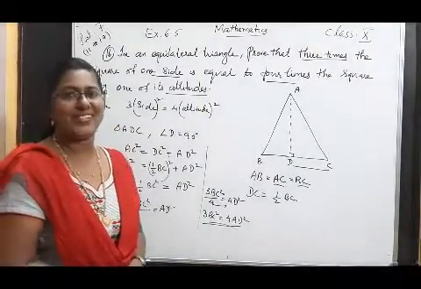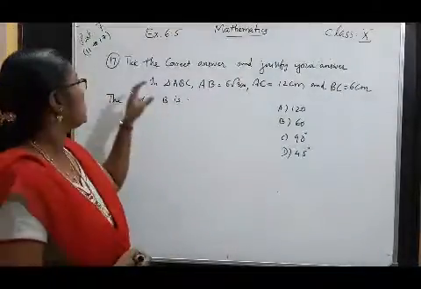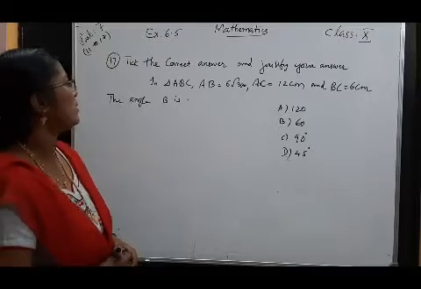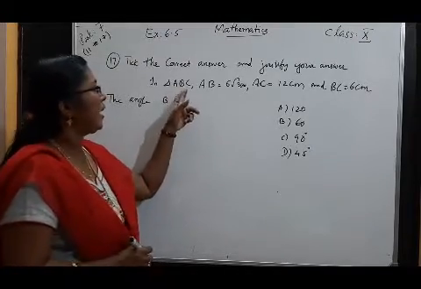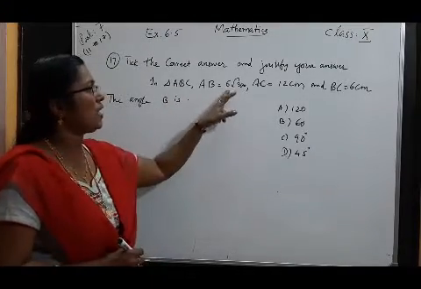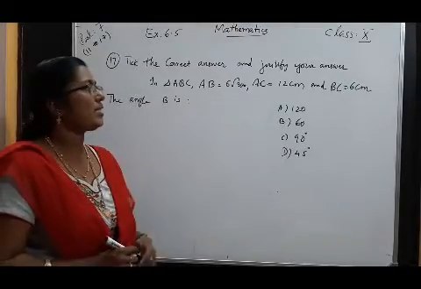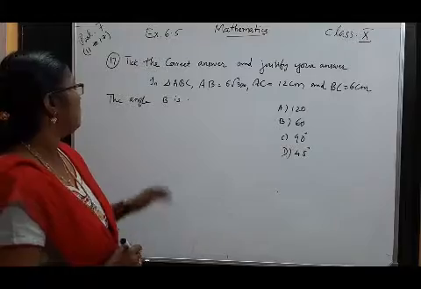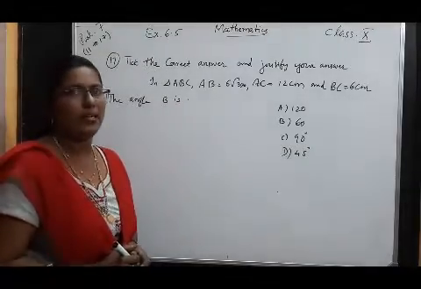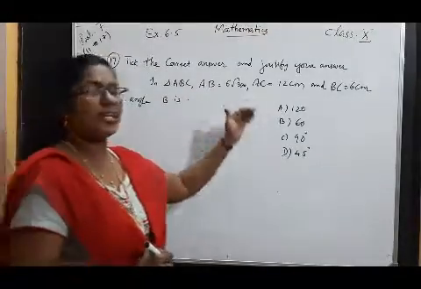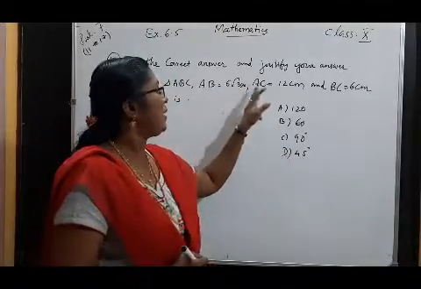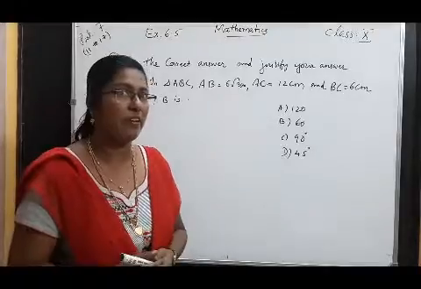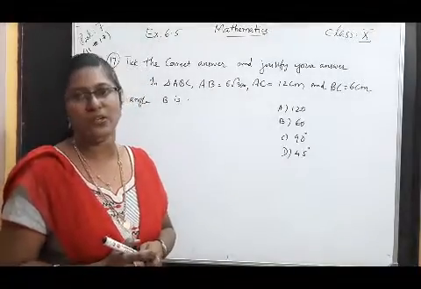Okay. Next question, question number 17. Tick the correct answer and justify your answer. In triangle ABC, AB equals 6 root 3 centimeters, AC equals 12 centimeters and BC equals 6 centimeters. Find the angle B. If the three sides are given, AB, AC and BC, by using the Pythagoras theorem, you can verify if it is a right angle or not.